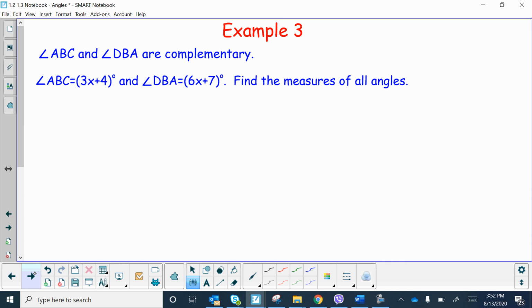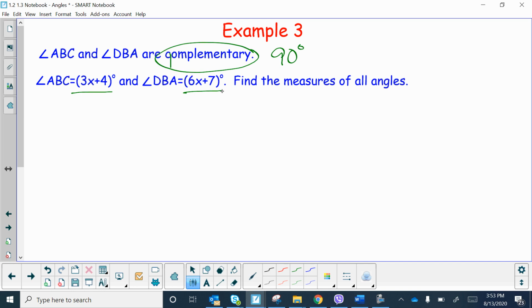All right, last example for these notes. It says angle ABC and angle DBA are complementary. What does complementary mean? You draw a little line right there, it makes a little 90 degree mark, so that means they add up to 90 degrees. We have a representation for each one. It says find the measures of the angles.